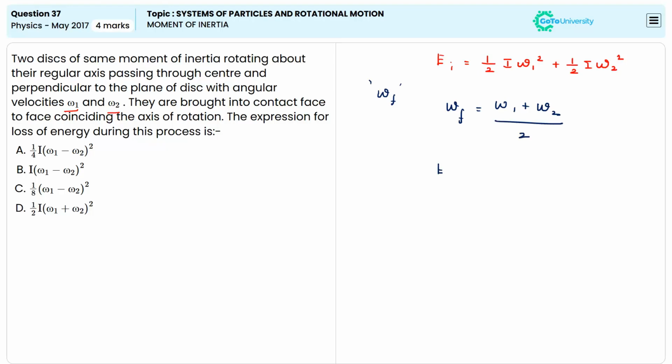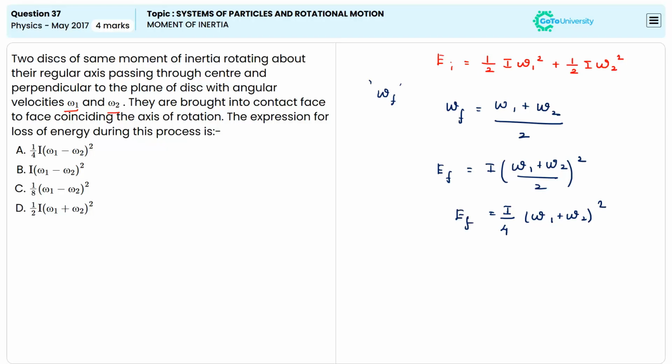So here we can write the final energy will be equal to I times (omega 1 plus omega 2 divided by 2) whole power 2. So here we can write this as I divided by 4 times (omega 1 plus omega 2) whole square. So this is our final energy value.